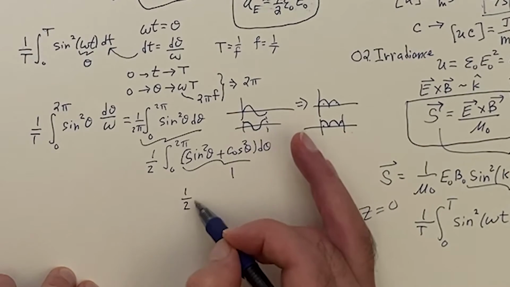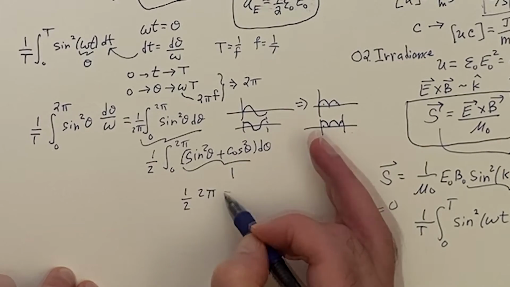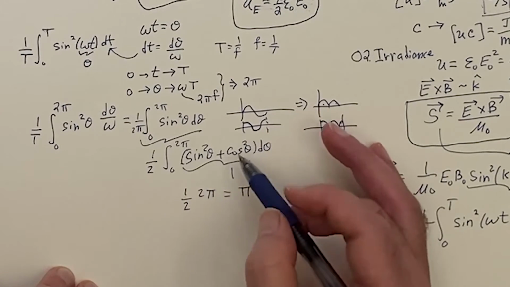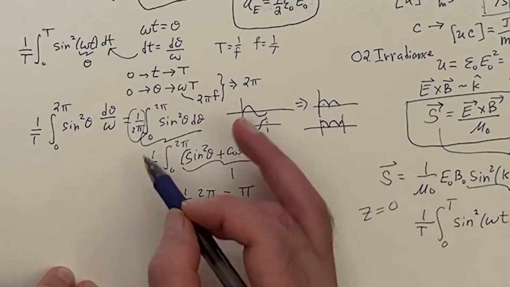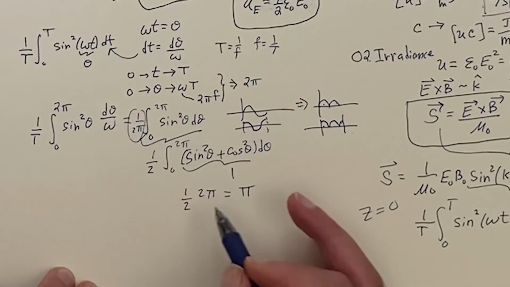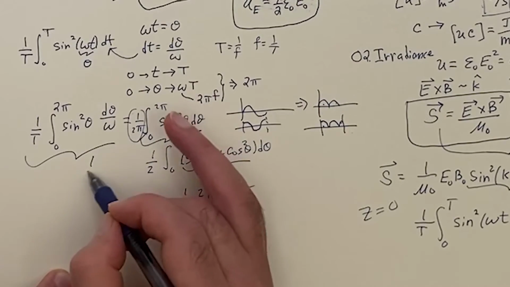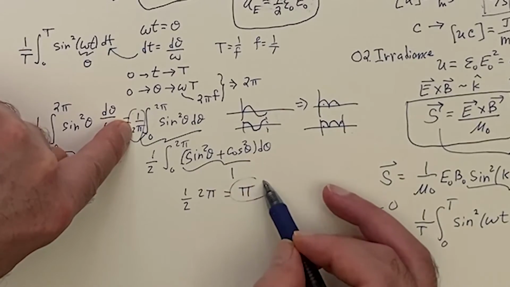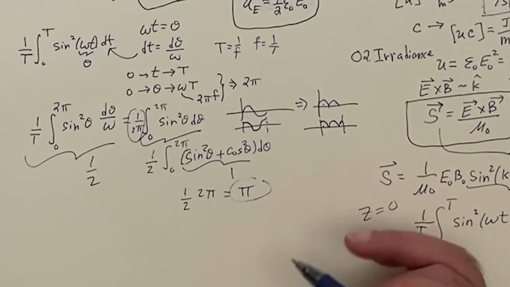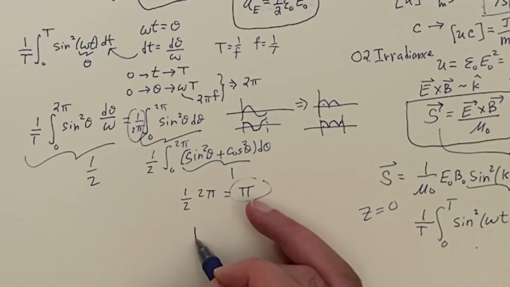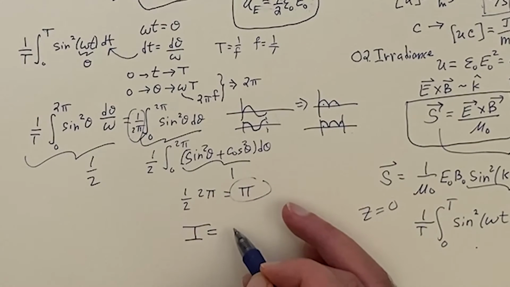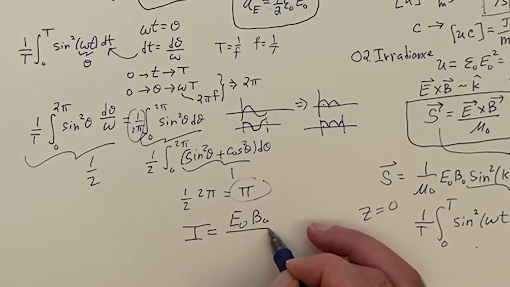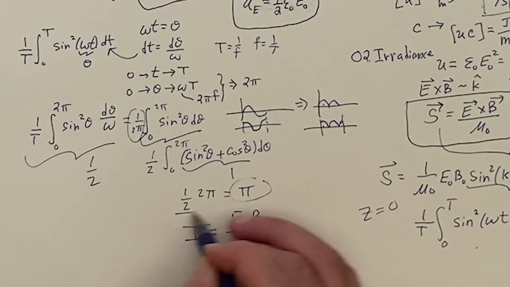This is going to be 1/2 integrate 2 pi. You get pi. But if you recall, there is the 1 over 2 pi hanging around from way out in front. So when you apply the 1 over 2 pi to this pi, you'll get 1/2. So we have the irradiance. The irradiance then would be equal to E naught B naught over 2 mu naught.